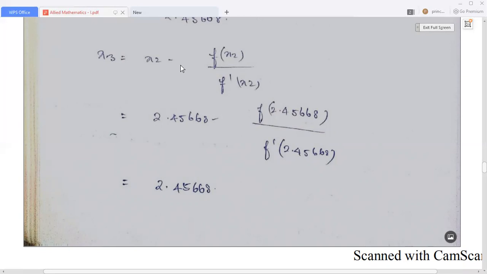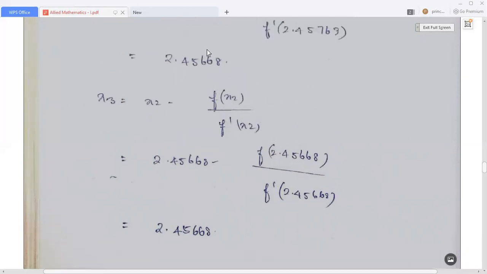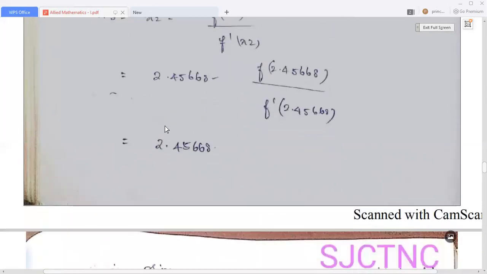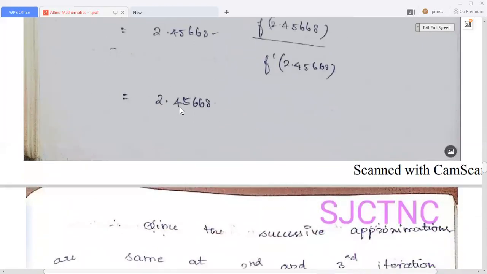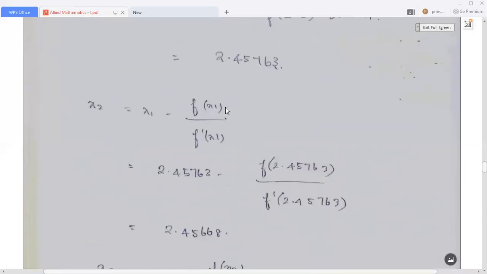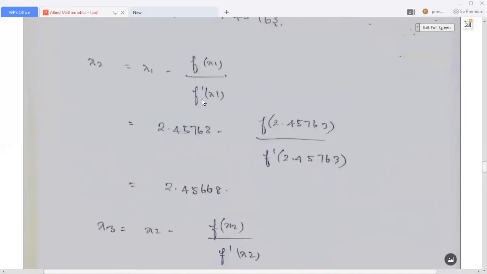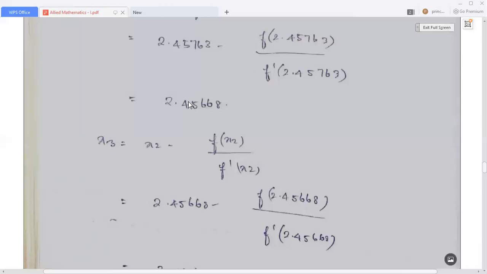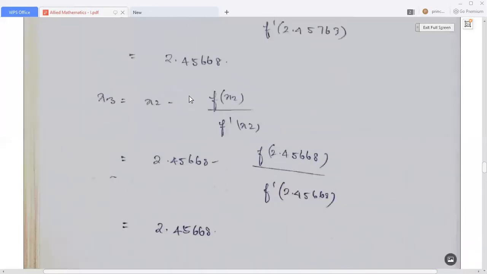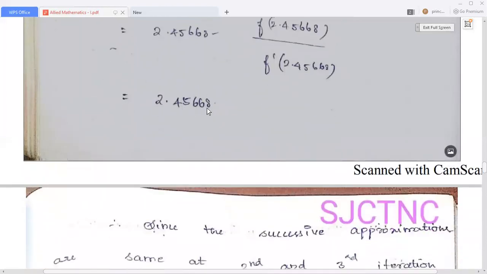So x3 equal to x2 minus f of x2 by f dash of x2. Now we are going to substitute x2 value in f of x and f dash of x. Then we calculate x3. That is x3 equal to 2.45668. Here you see that the successive approximations are same at second and third iterations. That is 2.45668. Here 2.45668.